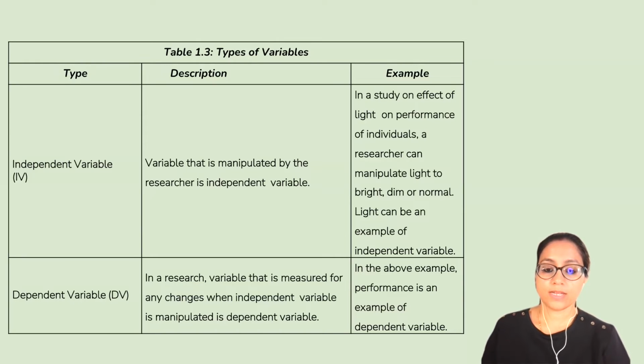Now, what is a dependent variable or a DV? In a research, the variable that is measured for any changes when the independent variable is manipulated is the dependent variable. For example, in the above example, performance is an example of the dependent variable.